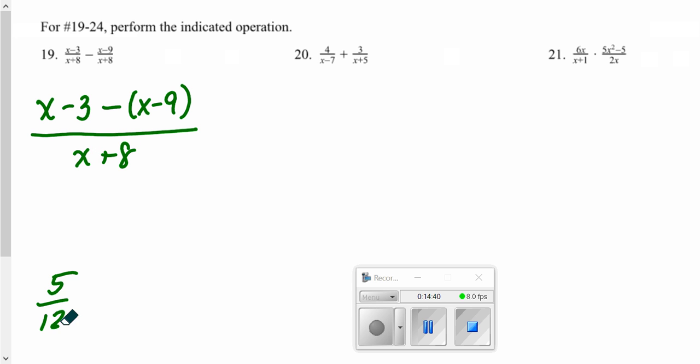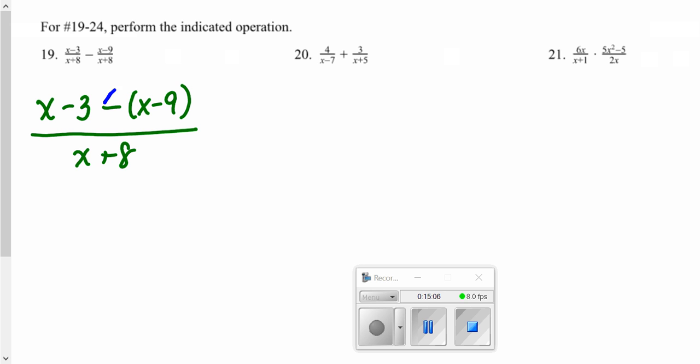Just like if you had 5 12s plus 1 12, you would just add across the top. If you had subtraction instead, then you would subtract across the top and keep the same denominator, right? 1/3 plus 2/3 is 3/3. That kind of idea, okay? So having the common denominator means we can just add across the top or subtract across the top.